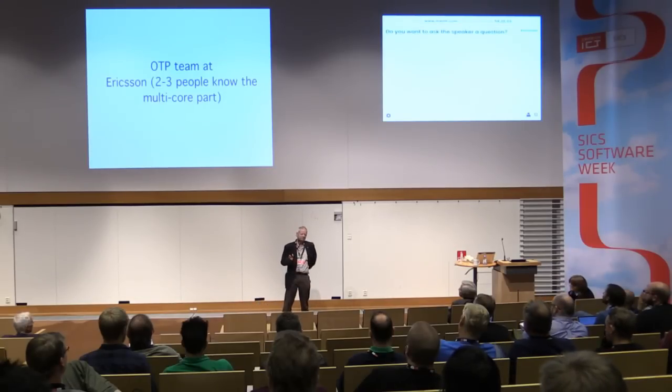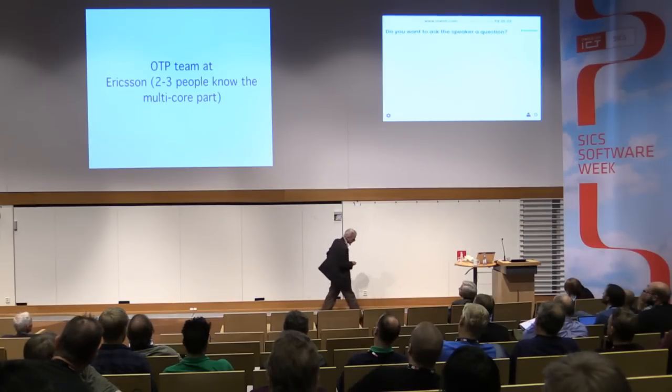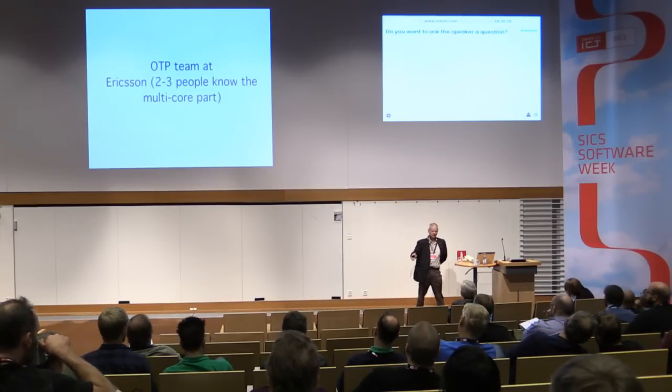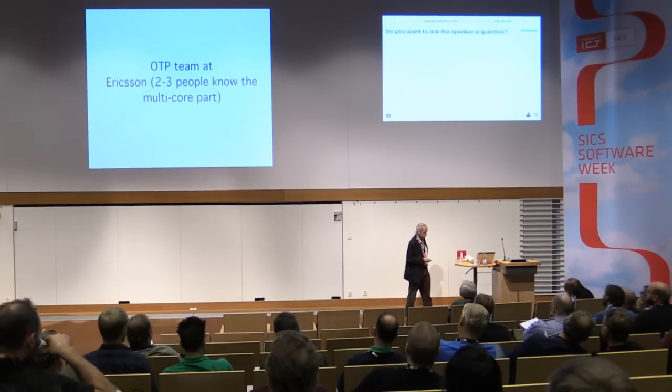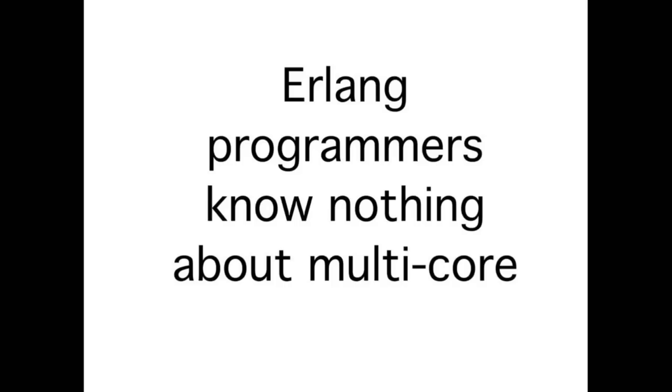OTP stands for Open Telecoms Platform, which is what you get with Erlang. This is done at Ericsson. It's like the difference between Unix and C. You could say that OTP is like Unix and C is like Erlang. The Erlang programmers know nothing about how multi-core processors work. They haven't a clue. And the people who write the schedulers, two or three people on the planet, know how to spread this over the cores.